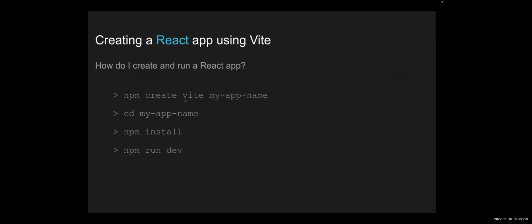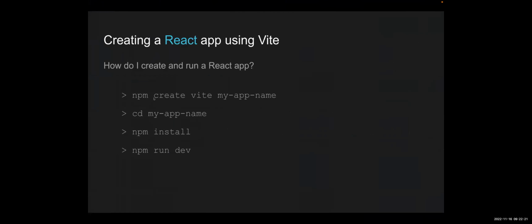This is our base application that was created. I'll show you the actual code that makes this happen. But to summarize, all we had to do was create the application using Vite. We cd into that newly created application, we install our dependencies, and then we run our server.